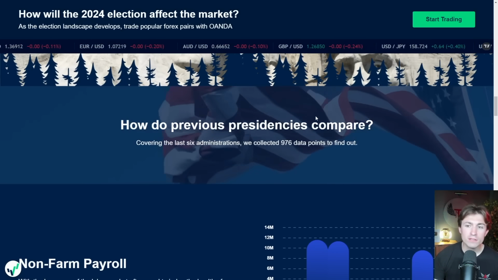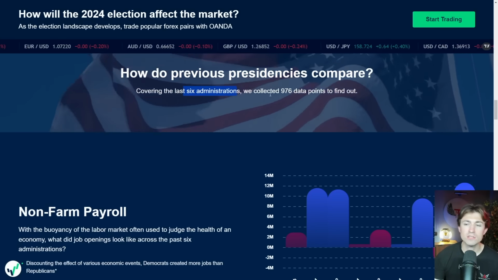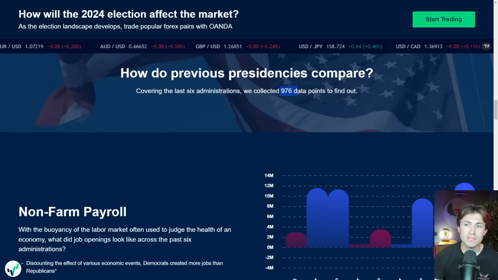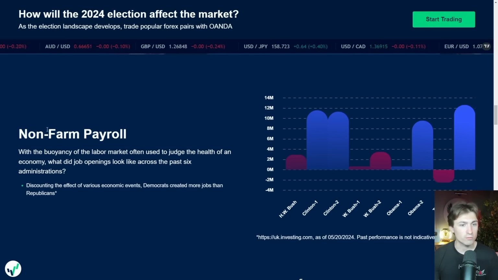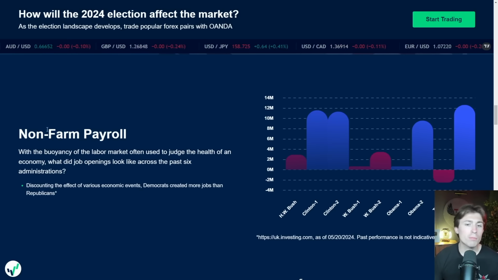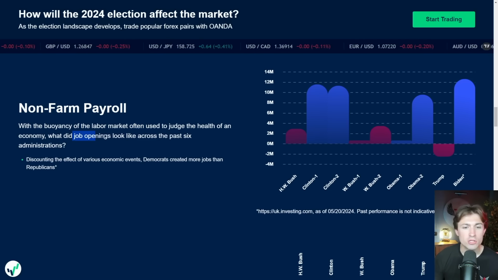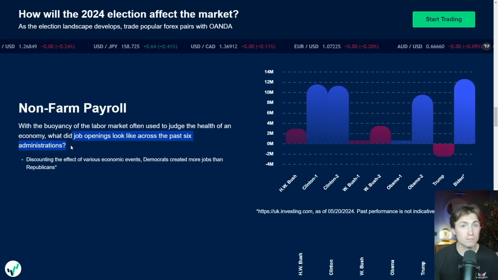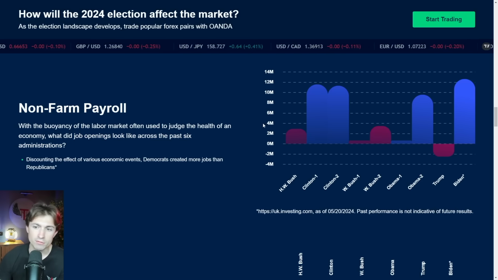How do previous presidencies compare? Covering the last 6 administrations, we collected 976 data points to find out. What about NFP, non-farm payroll? With the buoyancy of the labor market often used to judge the health of an economy, what did job openings look like during the past 6 administrations? Again, a very important economic indicator is how well jobs are looking. So let's have a look at some of the job openings data.